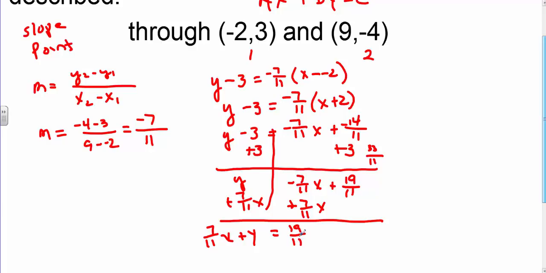And what did we find out earlier? We cannot have a fraction as a coefficient for the ax and by. Okay, so we multiply everything by 11. These cross out. We're left with 7x plus 11y equals 19. And we put that in standard form.